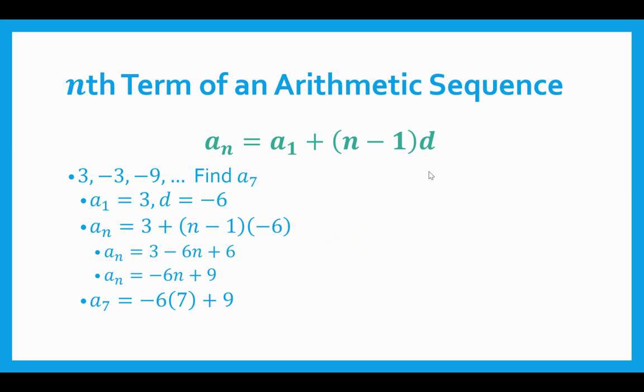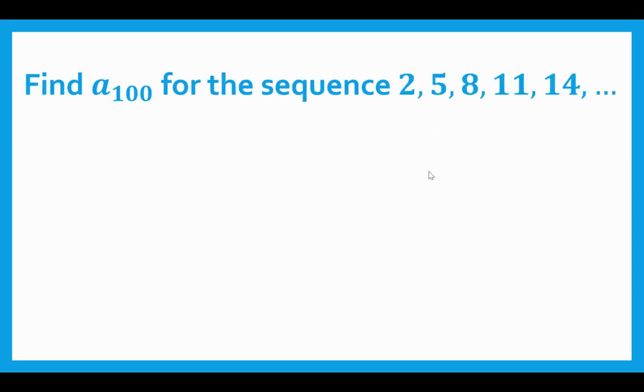As you can see, there's a fair amount of work here to get our solution. So as you're doing your homework, please do take the time to write the work out neatly so that I can understand that you understand how to use these formulas. Find A100 for the sequence 2, 5, 8, 11, 14.